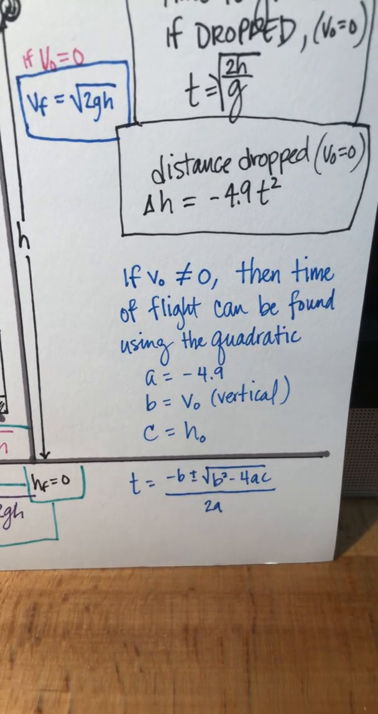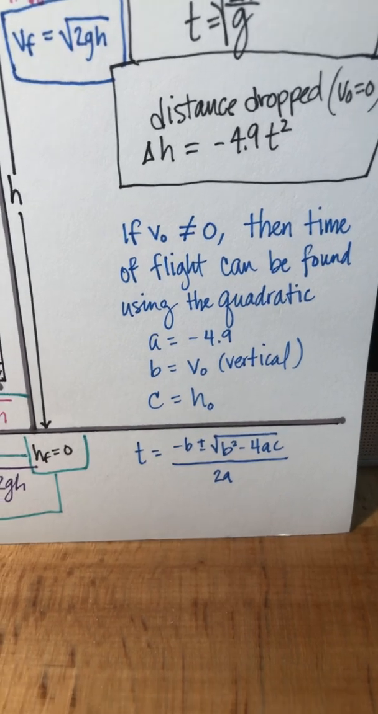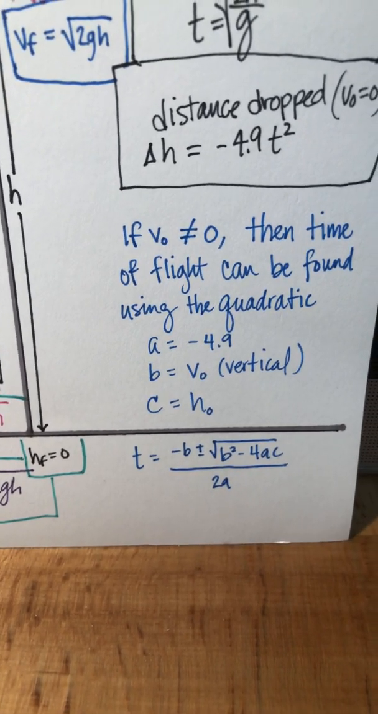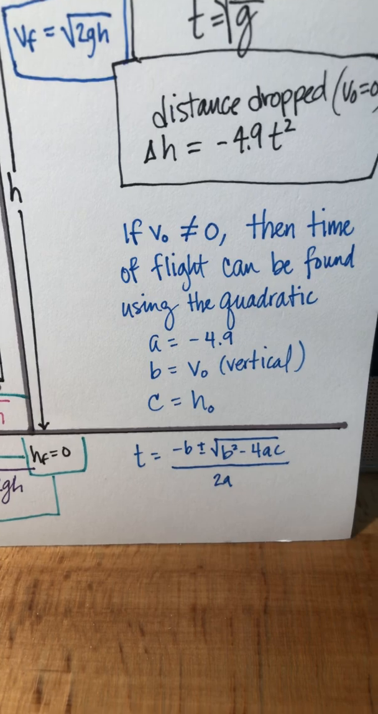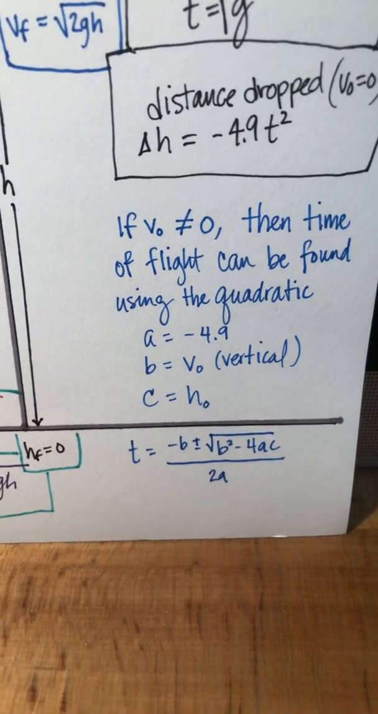So if v initial is not 0, then the time of flight can be found using the quadratic, where a is negative 4.9, b is the initial vertical velocity, and c is the initial height. There's the quadratic. Have fun.